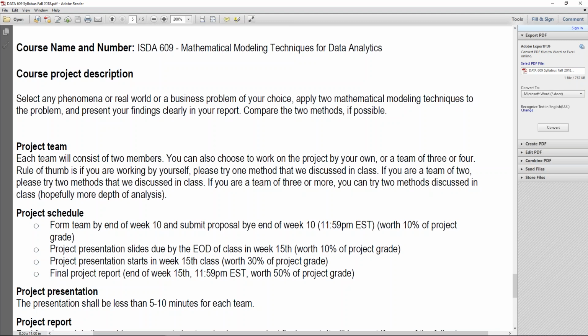Okay. So regarding this team, if you are a team of 2, you can try 2 methods. If you are a team of 3 or more, you can try 2 methods as well, as discussed in class, but hopefully it's more depth of analysis. And then in terms of the project schedule, you can form the team by end of week 10 and submit the proposal by the end of week 10. And then it's worth 10% of the project grade, and then everything else I already discussed.